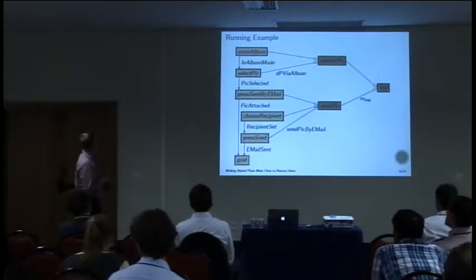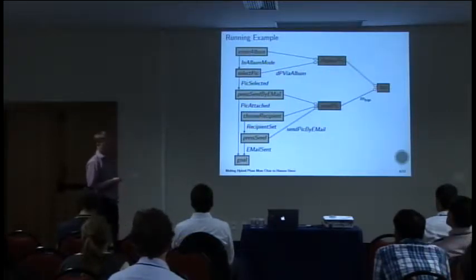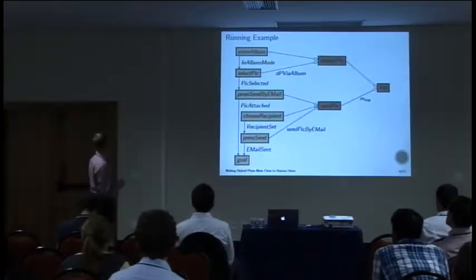Then we have, so these are basically the primitive plan steps. And between the plan steps we have causal links depicted as these arrows, and they are annotated with the name of the precondition that is established by the causal link. So in this example, enter album establishes the precondition in album mode of select pick.